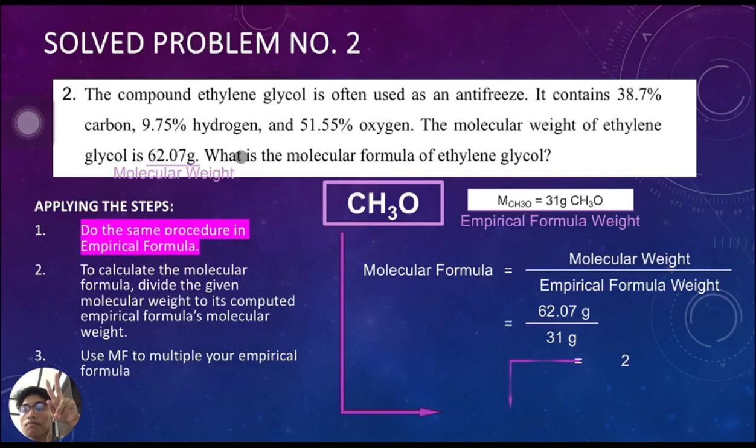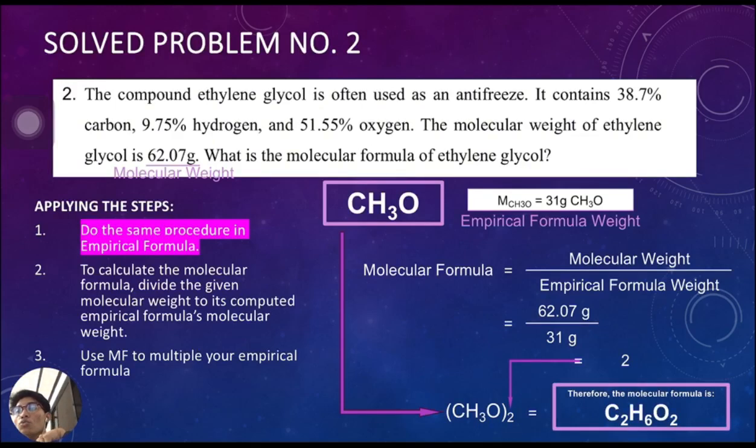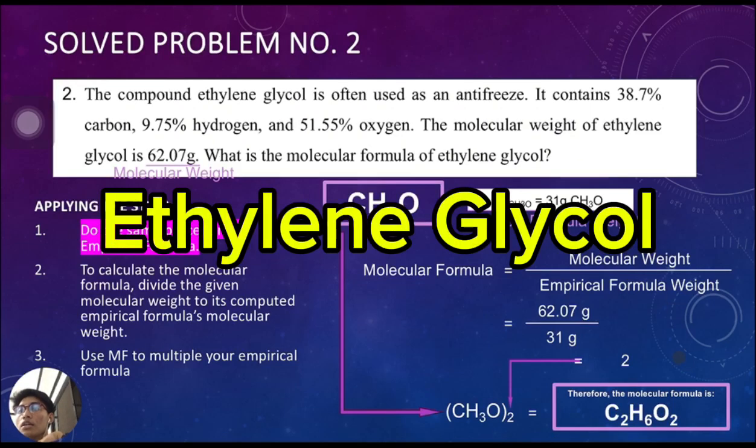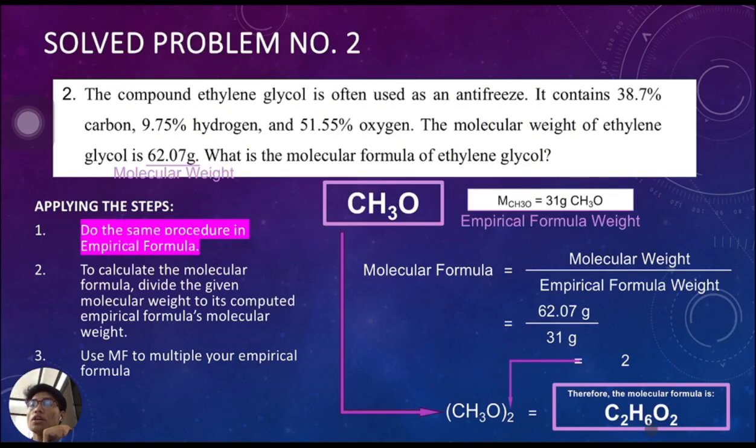Which will now become the subscript multiplier. Okay? It says here, use the multiple to multiply your empirical formula. So that's what happened. You distribute it: 1 times 2, 3 times 2, and 1 times 2. So it becomes C2H6O2. This molecular formula exists, which is ethylene glycol. So this is your molecular formula for ethylene glycol.